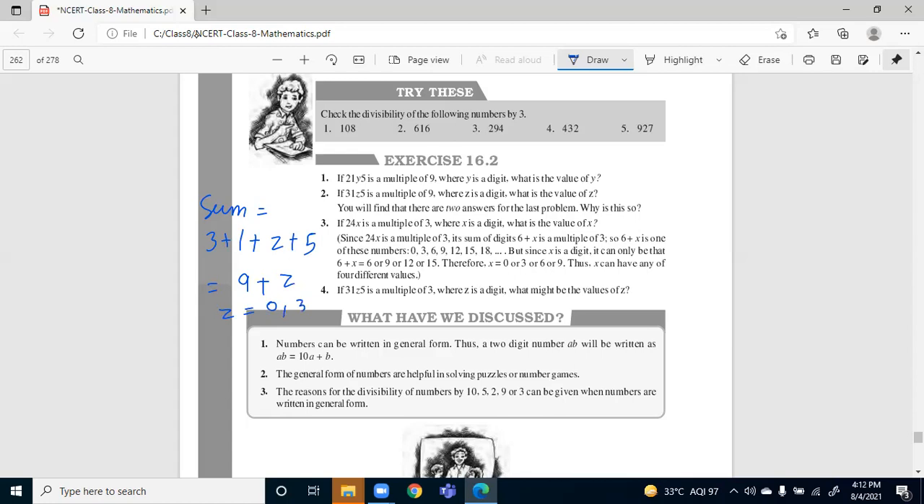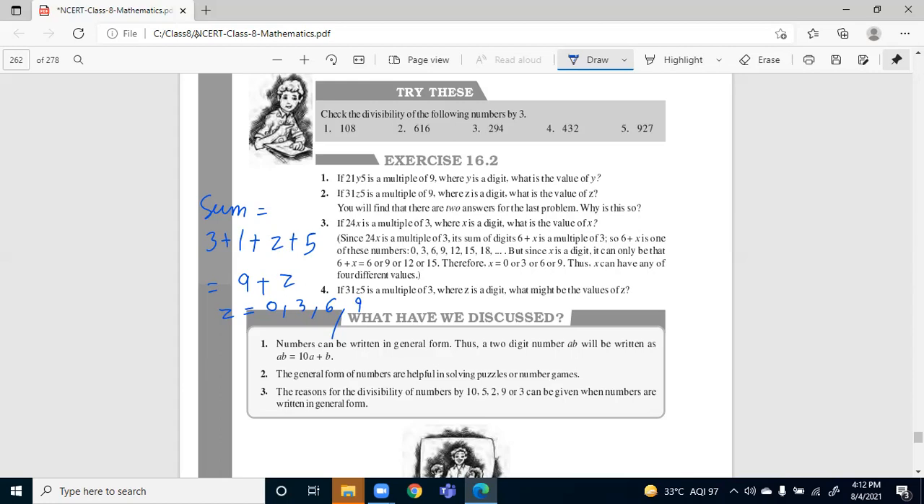If I put 3, 9 plus 3 is 12, a multiple of 3. 6 gives 15, which is a multiple of 3. And if I take 9, 9 plus 9 is 18, which is a multiple of 3. So the value of Z can be 0, 3, 6, 9.